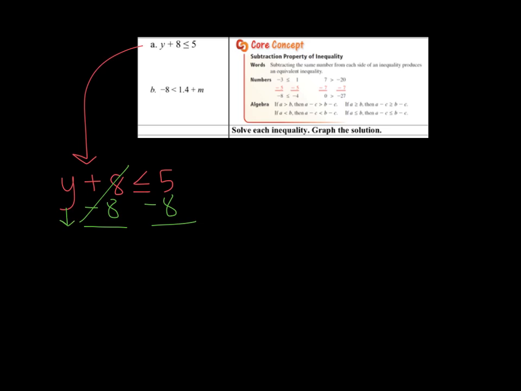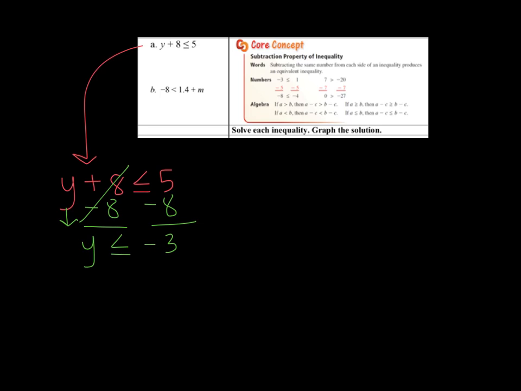Just like with solving equations, we know that the opposite of addition, or the inverse operation, would be to subtract. So once again, I'm going to pull this one down here, and we have y plus 8 is less than or equal to 5. If we are trying to get y by itself, we want to do the opposite of adding 8, which is to subtract 8 from both sides of this inequality. When I do that, positive and negative 8 cancel, and I bring down my y. I bring down my inequality symbol, so y is less than or equal to, and then 5 minus 8 is negative 3.